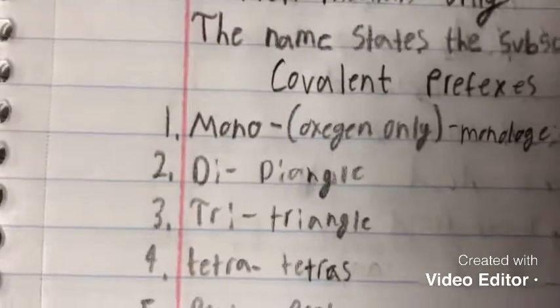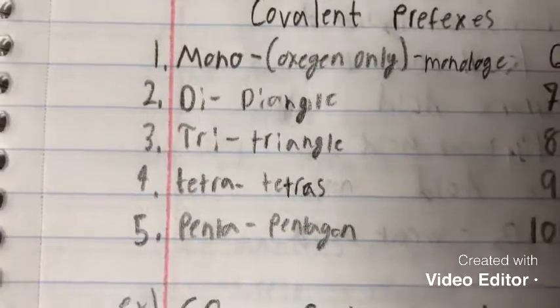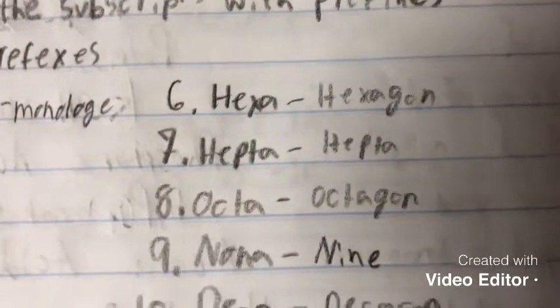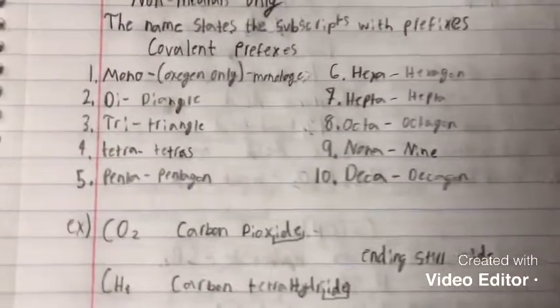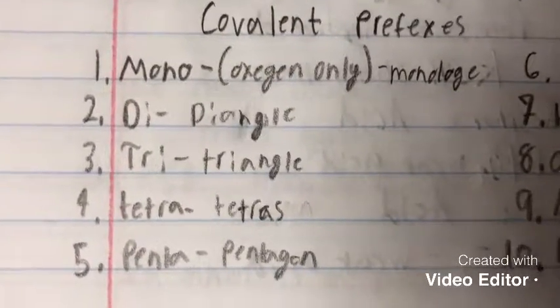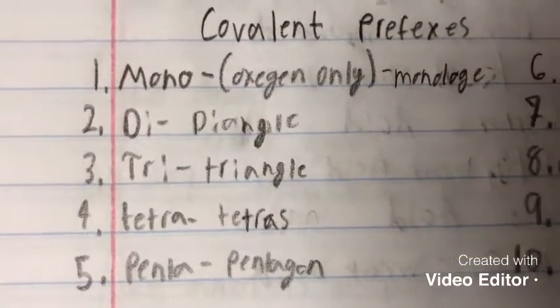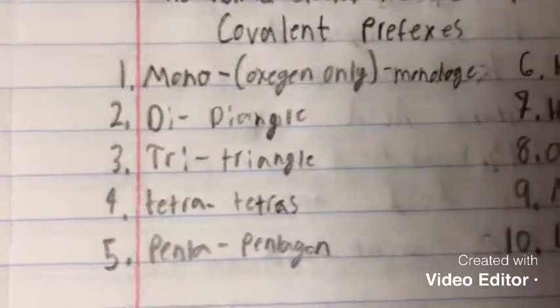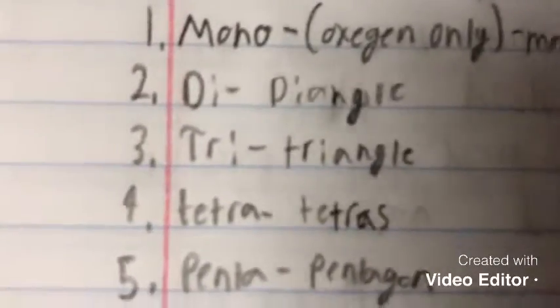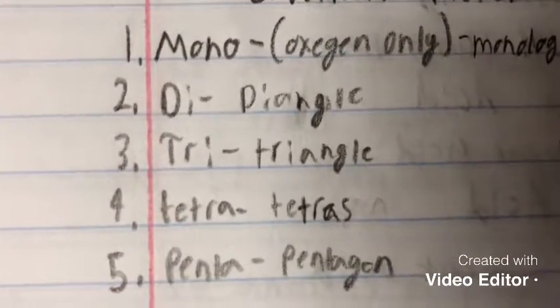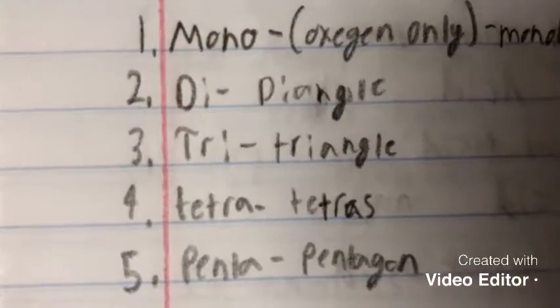We have mono, di, tri, tetra, penta, hexa, hepta, octa, nona, and deca. So in order to remember these, we created some learning tools, such as in mono, we can use the word monotone, as in people have only one tone of voice, so we can use that as one. And di, as in two, we can say I want to die, so that could be two.